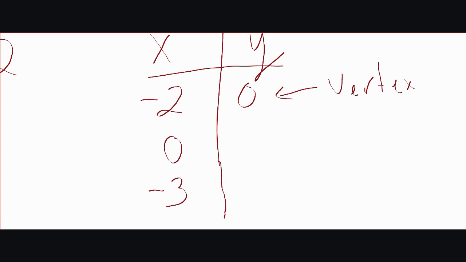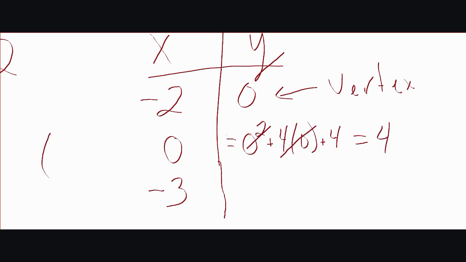So let's plug in. Our y value, when x is 0, is equal to 0 squared plus 4 times 0 plus 4. We pick values that are easy to work with, because when I plug in 0 into our equation, these guys go away. 0 squared is 0, 4 times 0 is 0, so this is equal to 4. So the y value when x is 0 is 4, so my point is 0, 4.